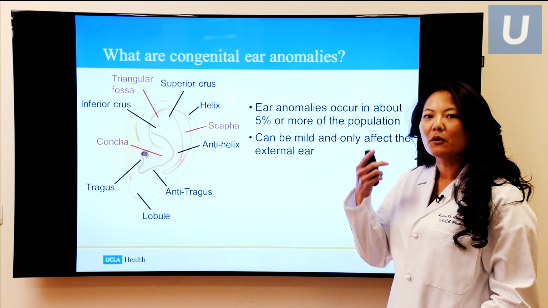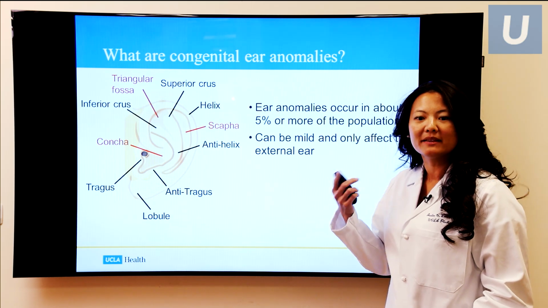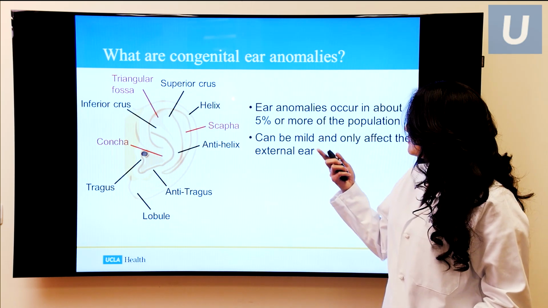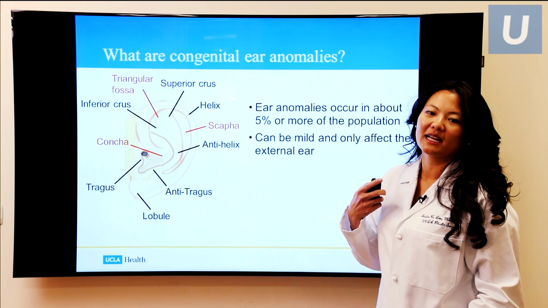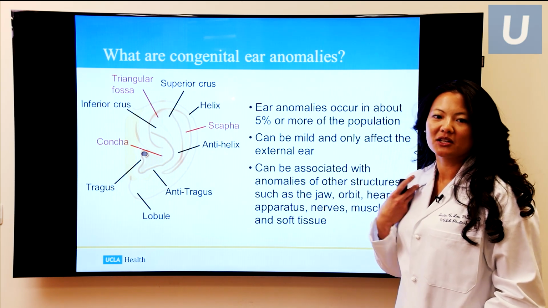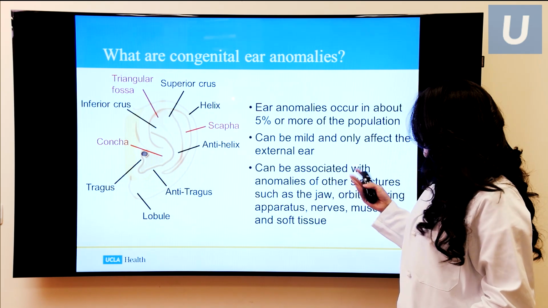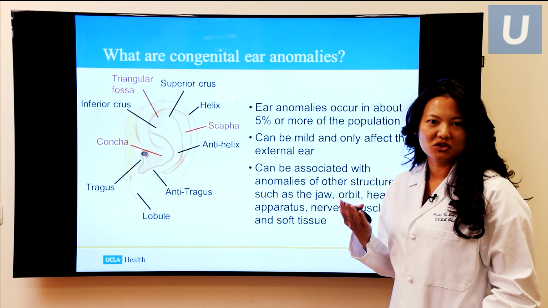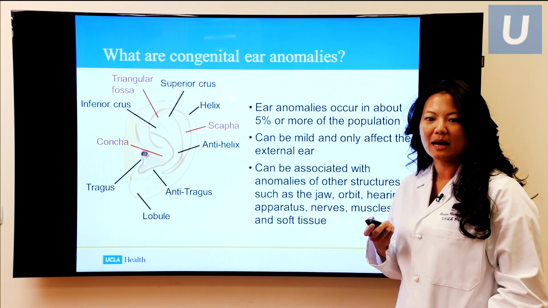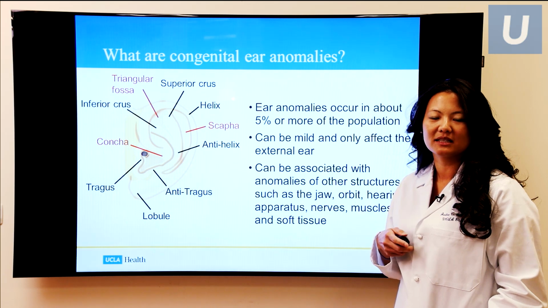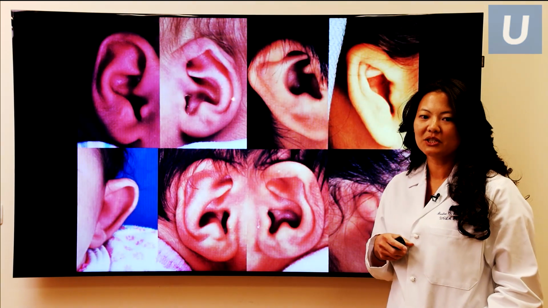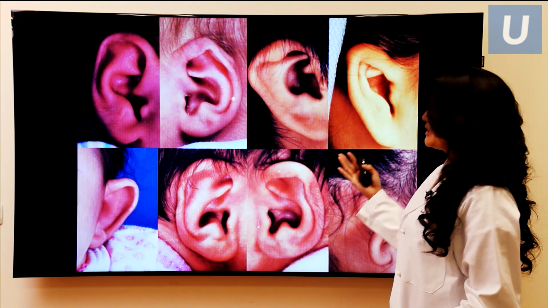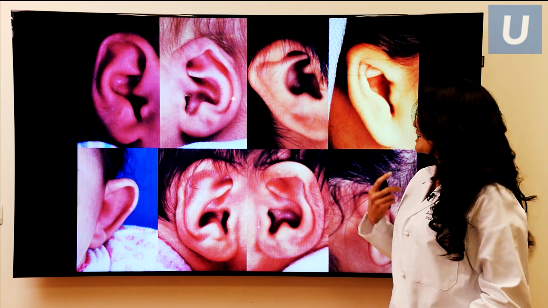as just a little fold or a little extra bump on the ear, and it can be a situation where it only affects the external ear. But sometimes it can also be associated with other anomalies, such as abnormalities of the jaw, the orbit, the hearing apparatus, nerves, muscles, and soft tissues. So as you can see, ear anomalies occur in all different shapes and sizes.